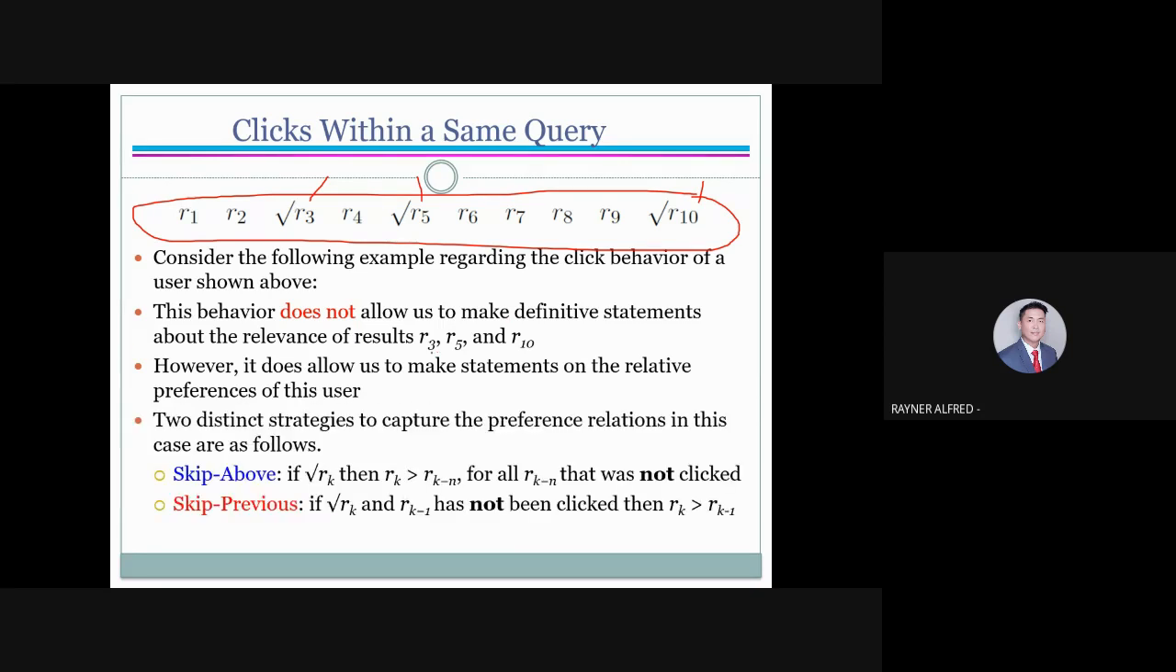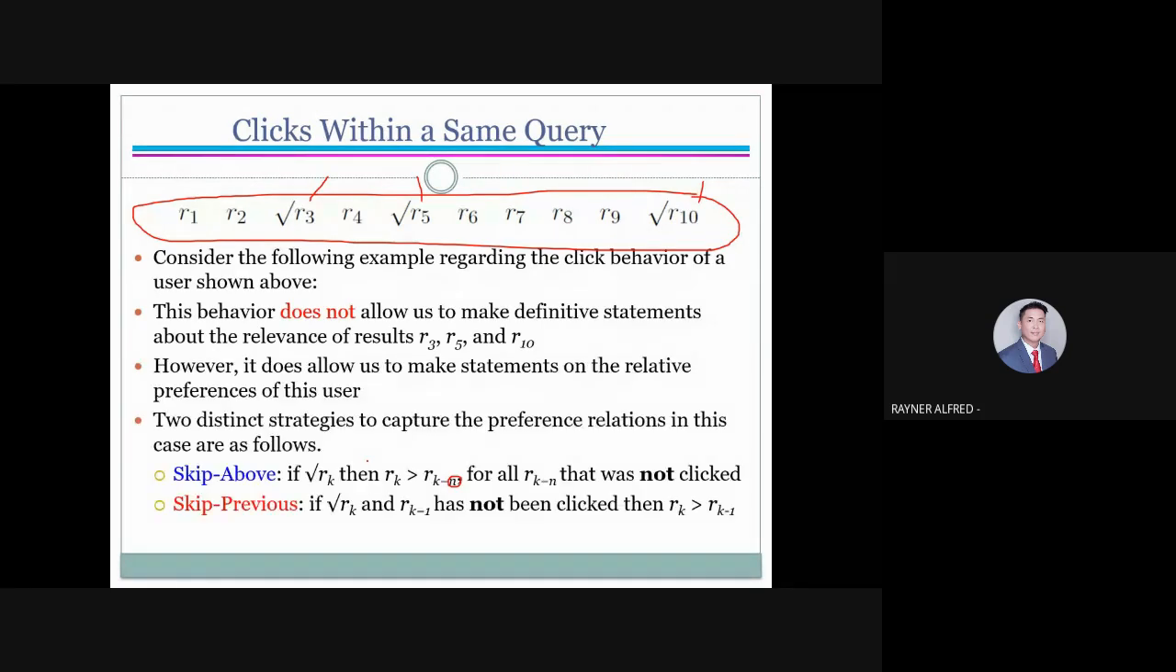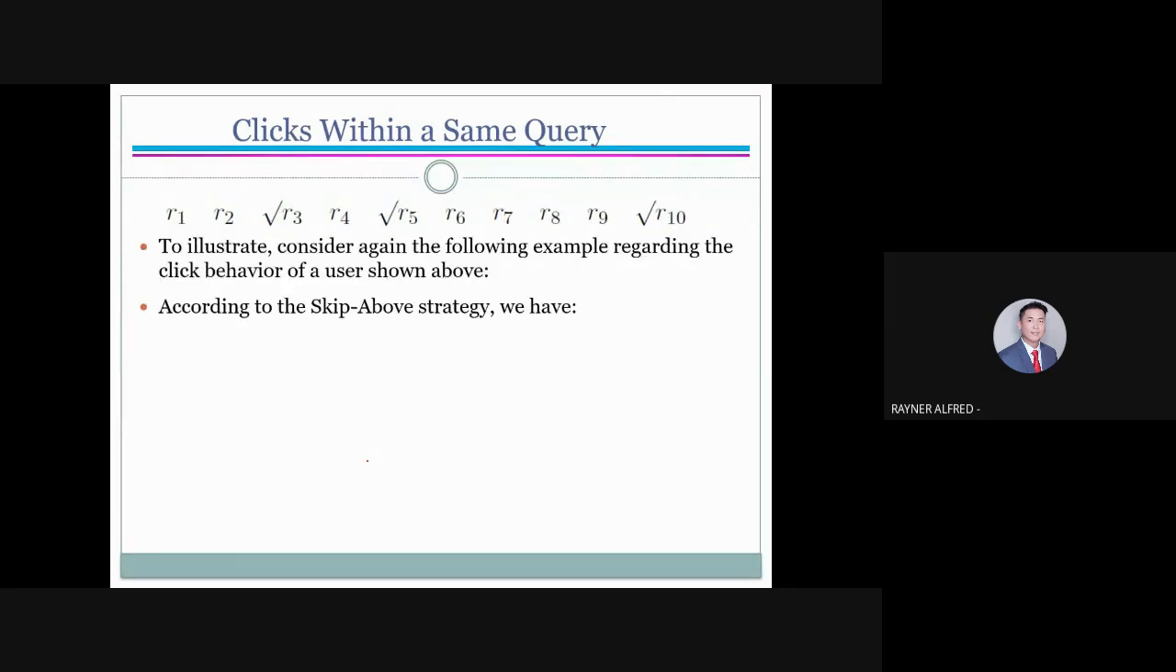However, it does allow us to make a statement on the relative preference of this user. For example, two distinct strategies to capture the preference relation in this case are as follows. If we check the K result, then the K result is greater than the K minus N, where N refers to the number of documents, for all the R K minus N that were not clicked.